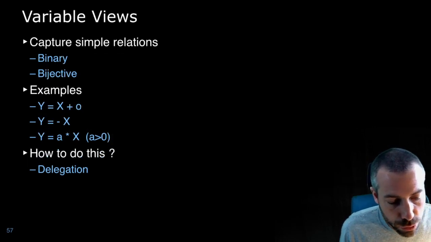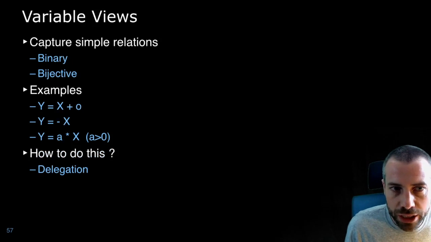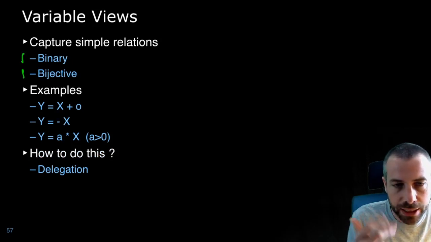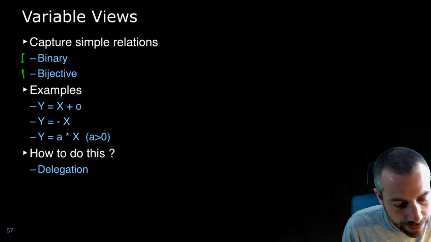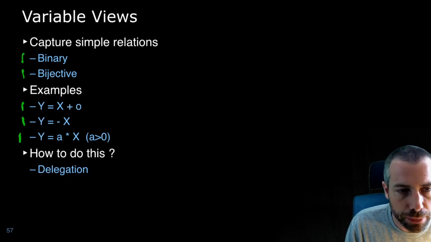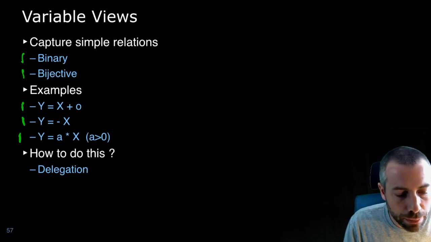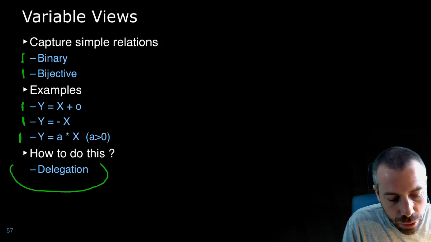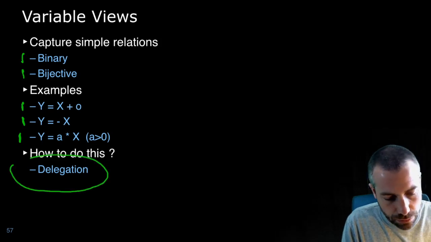Variable views will capture very simple relations: they will be binary and injective. And we will take three examples of variable views. We will have the offset, the opposite, and the multiplication by a small positive integer. And in order to implement variable views, we will rely on a software design principle that is called delegation.